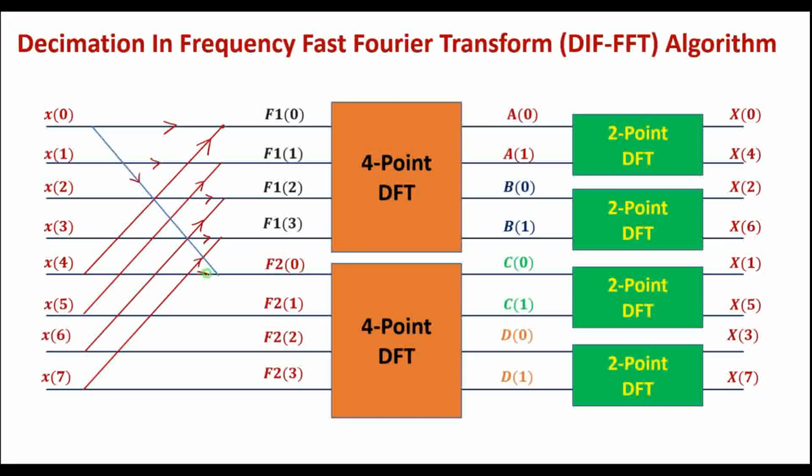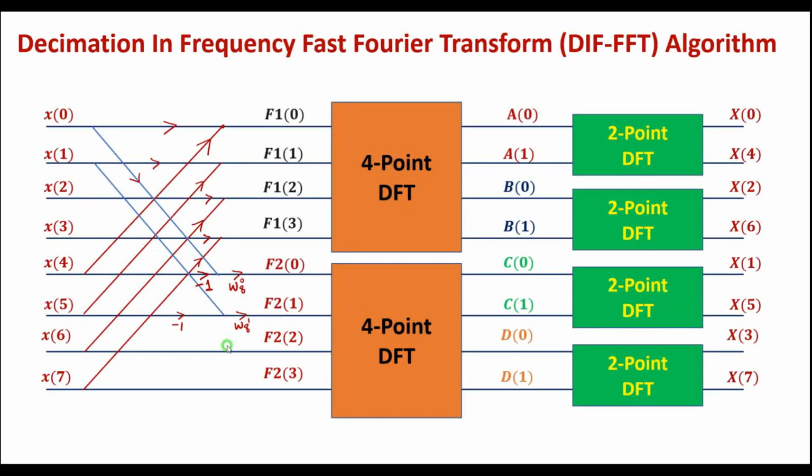So here we are supposed to write minus 1 because it is x of 0 minus x of 4. We have written minus 1 on the x of 4 line. It means it is minus x of 4. So here we are supposed to write w8 power 0, that is the twiddle factor value. Similarly, f2 of 1 is x of 1 minus x of 5. It should be like this. So here it is minus 1 and here the twiddle factor value is w8 power 1.